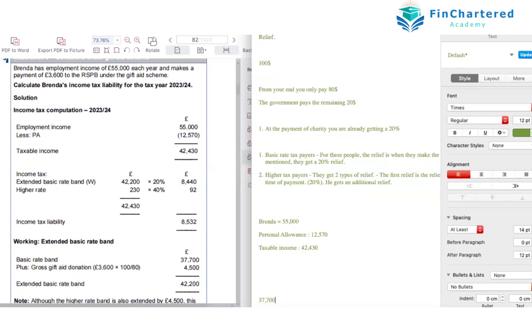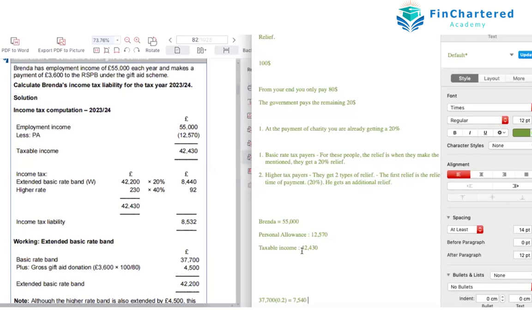Now what happens is, as usual, what will you do? 37,700 is the band up to 37,700. Again, please don't look at the textbook. Until and unless I tell you to look at the textbook, don't. You will pay taxes of only 20% on that. So you are supposed to pay how much? 37,700, 20% of that is 7,540, and you're about to pay this.